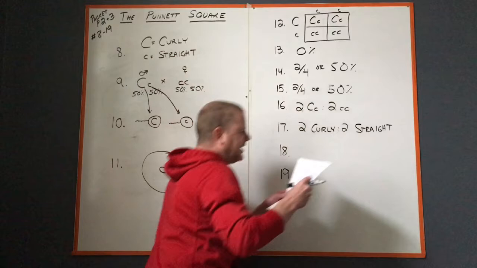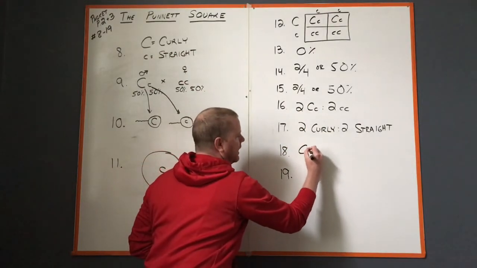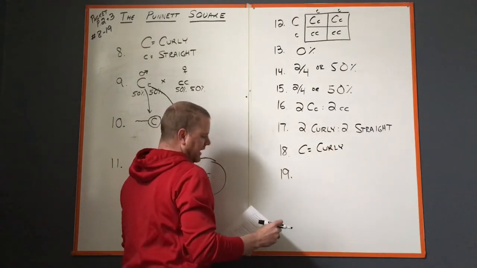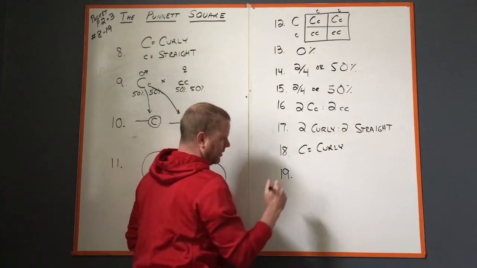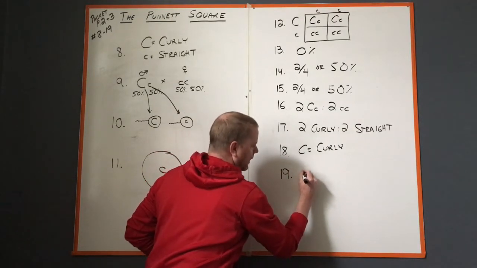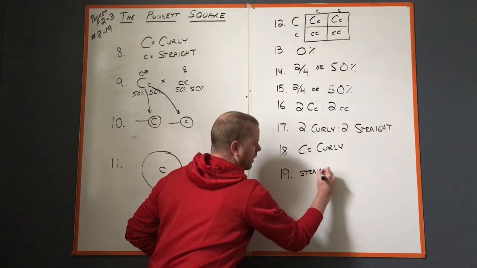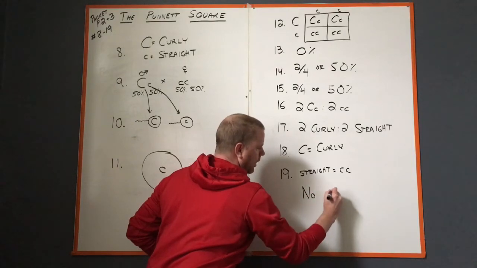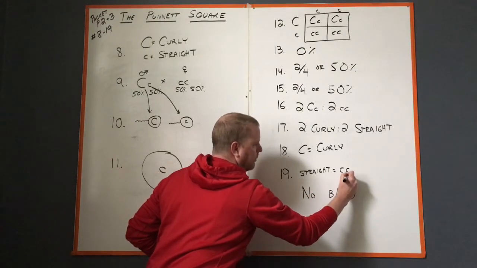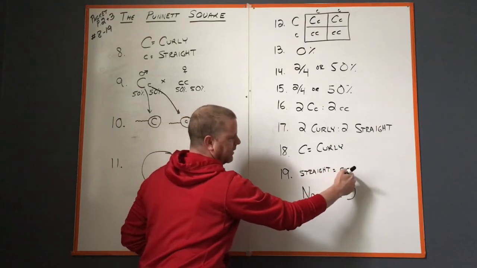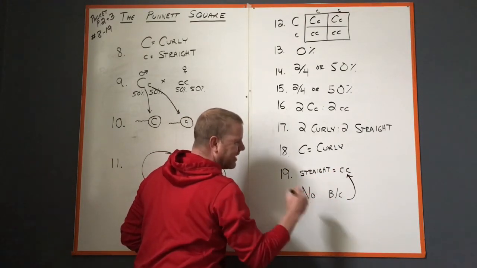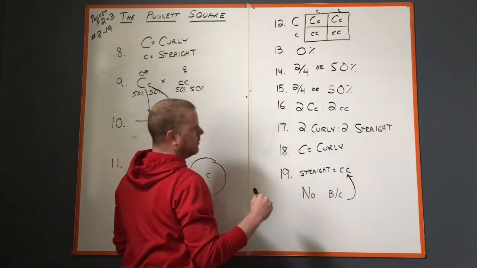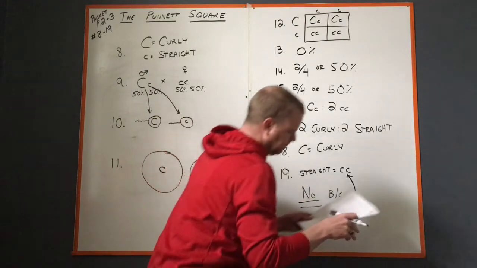Number 18. Number 18 says, so what is the dominant trait? Big C equaling curly. And number 19, again, asking us this question. Can you have a heterozygous straight? Well, the only way to be straight, right, is to have little c. So the answer, again, is no. And why is the answer no? Because the only possibility for straight hair would have to be little c. And the second you had a heterozygous, right, you'd have a big C, the thing would have curly hair. So therefore, no, not possible.